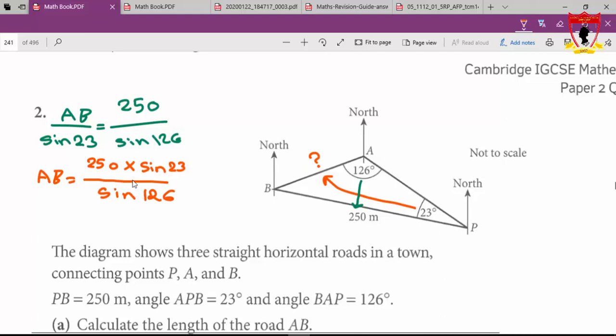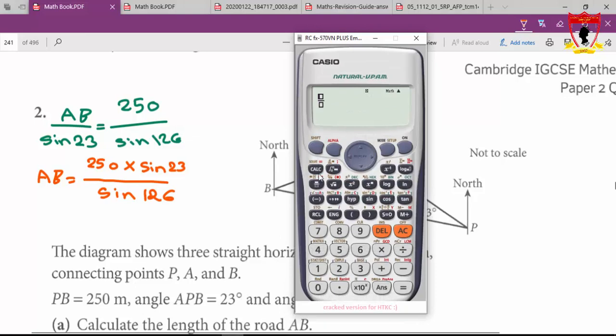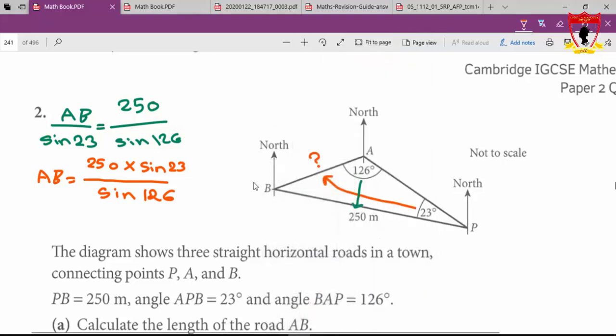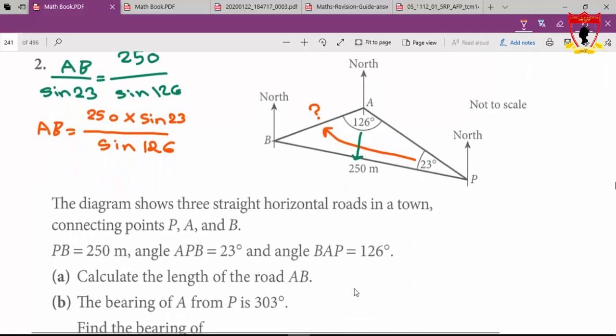Now let's use the calculator to calculate this. It's better to use the fraction command. 250 times sine of 23, and in the denominator we have sine of 126. Close the bracket. So this is the length of AB. It's 120.74 meters. We got the length of AB, 120.74 meters, because the others are in meters. Part A, done.